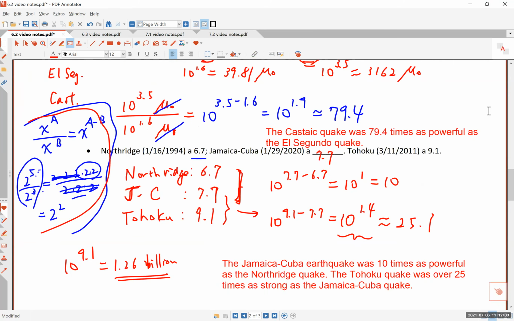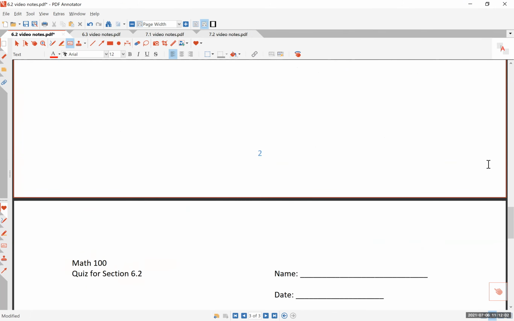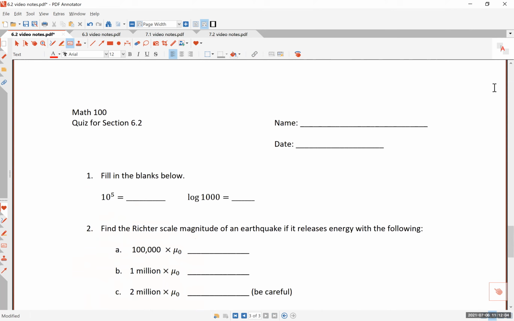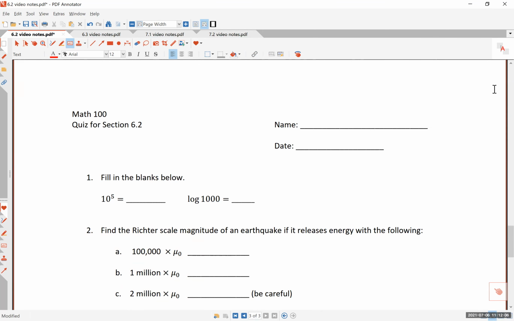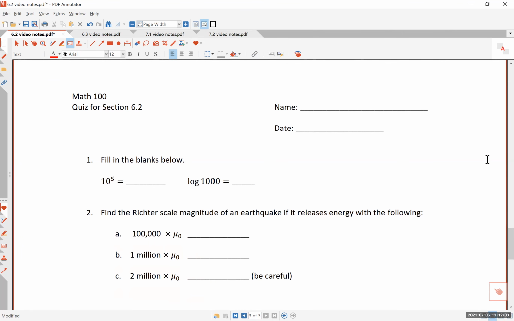All right, you'll have questions like this on your homework and in your quiz. So go ahead and try the online or the paper quiz first, and then go to the online quiz for section 6.2. Don't forget to do your homework as well.